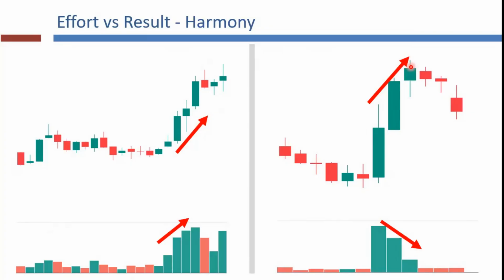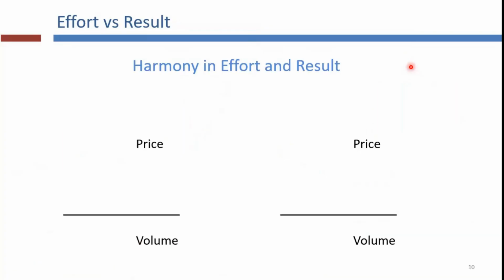In the same manner, let's look at what happens when prices fall. So in this case, you can see that price is decreasing and volume is increasing. This denotes that selling pressure is higher. Now check the range of the candles. The range of the candle is also increasing. This means that there is harmony in effort and result, and there is strong selling pressure or supply pressure when prices are falling.